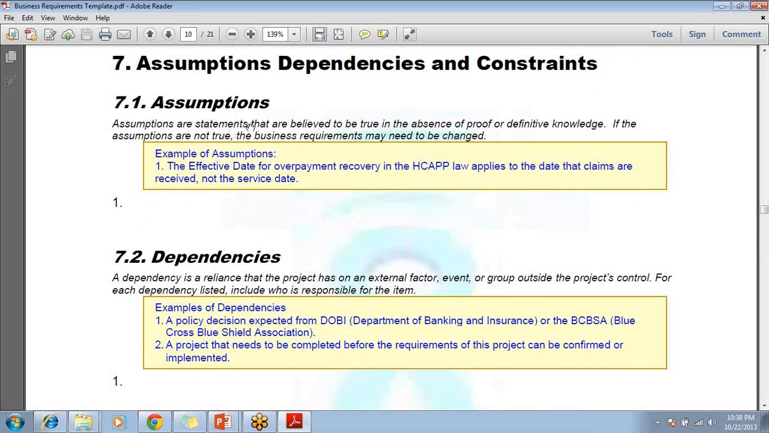Assumption. For any business requirement document, assumptions, dependency, and the constraint must be documented properly for future tracking purposes. And why is it important?